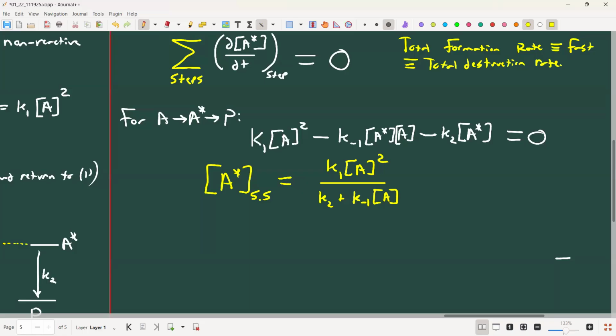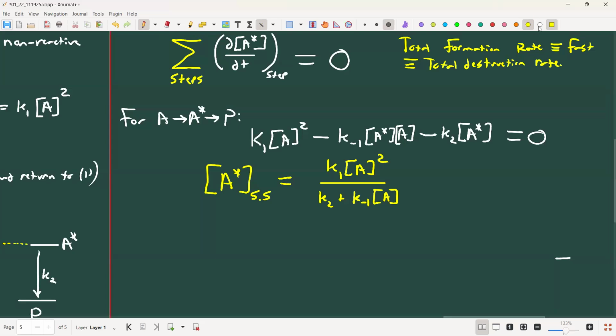So the numerator is K1 A squared. That's the rate of formation of A star from A. So naturally the concentration goes up with K1. Likewise, if K2, the reaction rate, is faster, or the other collision rate, the reverse rate, is fast, then the concentration of A star gets renormalized to a smaller number. So we have a competition here between destruction and creation, right? This kind of looks like creation rate over total destruction rate.